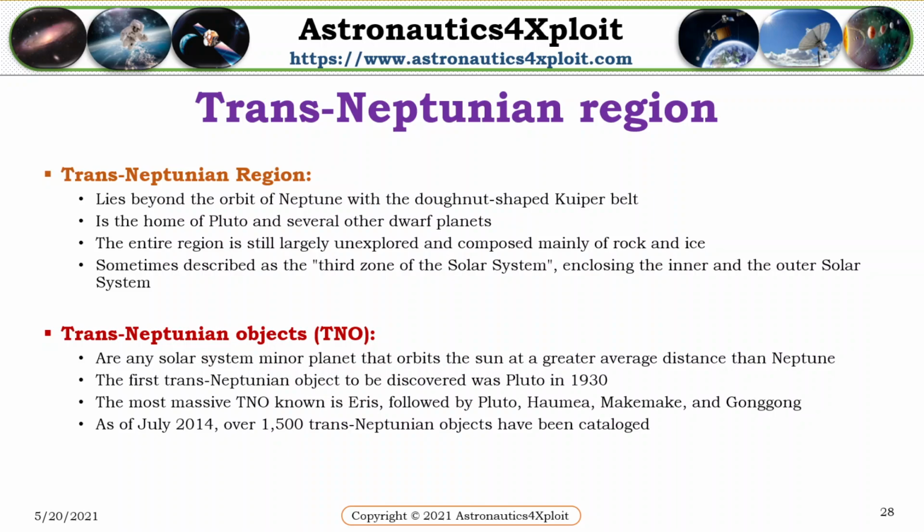Trans-Neptunian objects are any solar system minor planet that orbits the Sun at a greater average distance than Neptune. The first trans-Neptunian object to be discovered was Pluto in the year 1930. The most massive TNO known is Eris, followed by Pluto, Haumea, Makemake, and Gonggong. As of July 2014, over 1,500 trans-Neptunian objects have been catalogued.